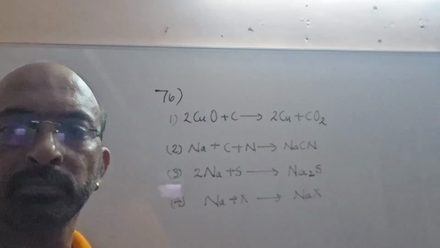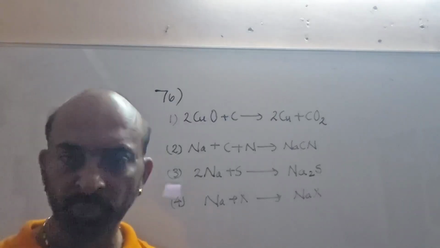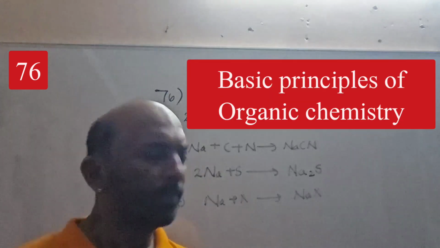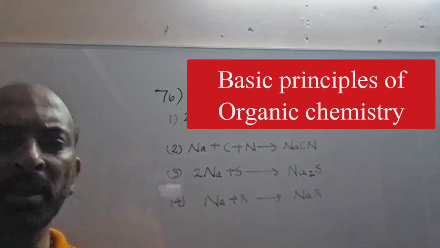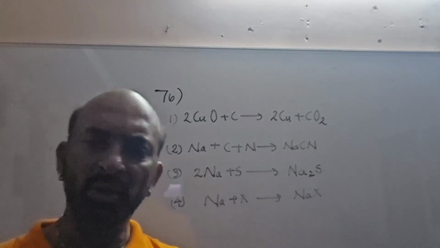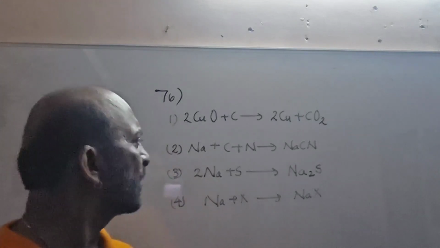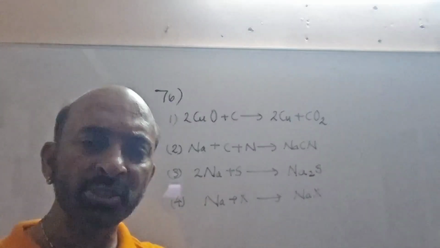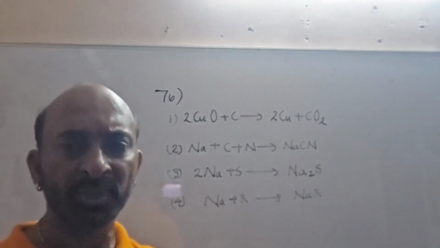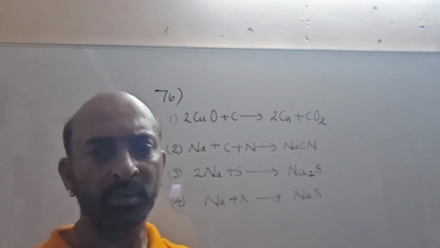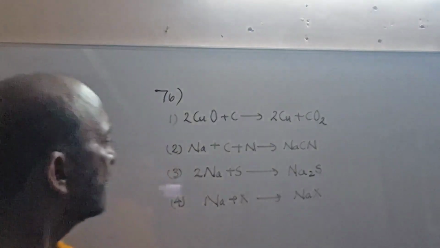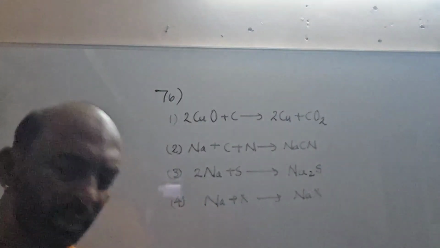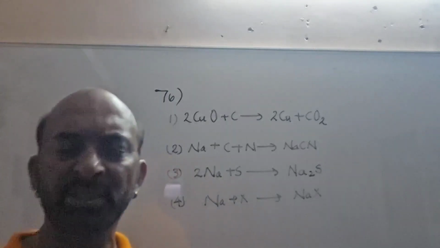Now the 76th question. It is from Basic Principles of Organic Chemistry, the detection of elements in organic compounds. It is asking which does not belong to Lassaigne's method of detecting elements. That's the question's implication. What is Lassaigne's test? What do we do for Lassaigne's experimentation?